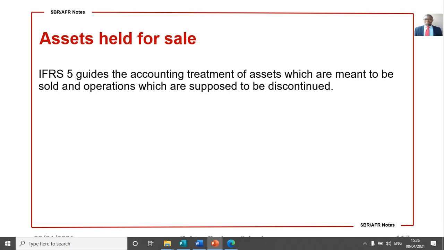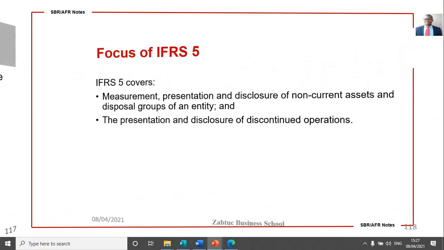IFRS 5 guides the accounting treatment of assets which are meant to be sold and operations which are supposed to be discontinued. Assets deal with the position statement, while discontinued operations deal with the performance statement. In this class, I want us to have a theory discussion. For my students, I'm going to send you this work as well as question practice.